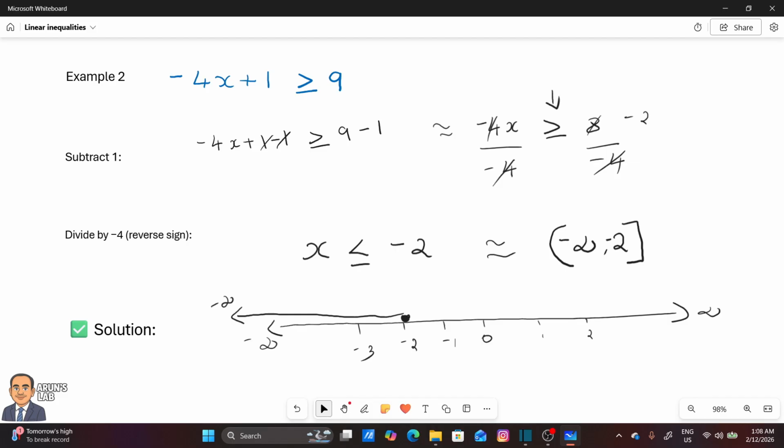How will we check the answers? Just substitute one or two values of x into the original equation. So let's substitute minus 3 in this original equation. Minus 4 times minus 3 plus 1 is greater than or equal to 9. Is it true? Minus 4 times minus 3 is 12. 12 plus 1 is equal to 13. Is 13 greater than or equal to 9? It is true.